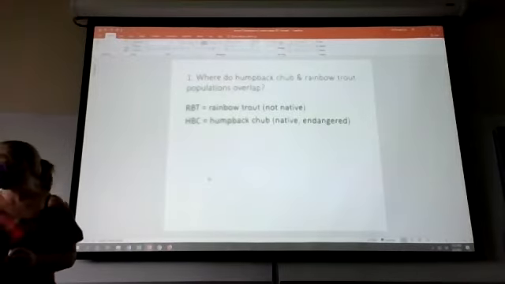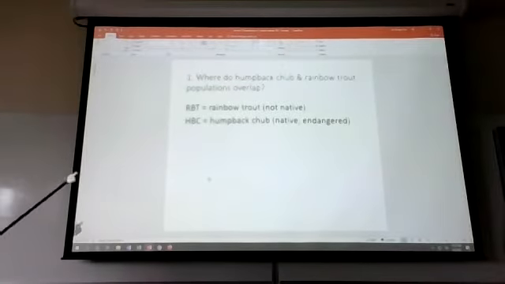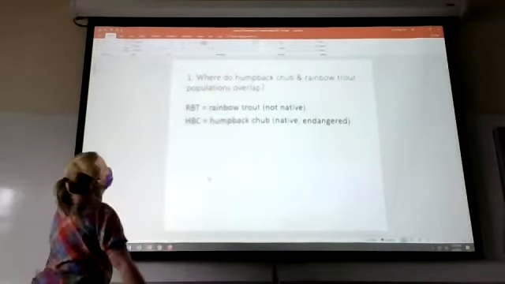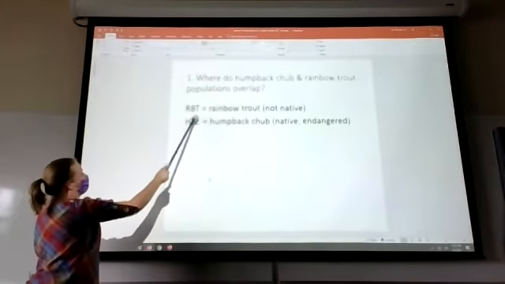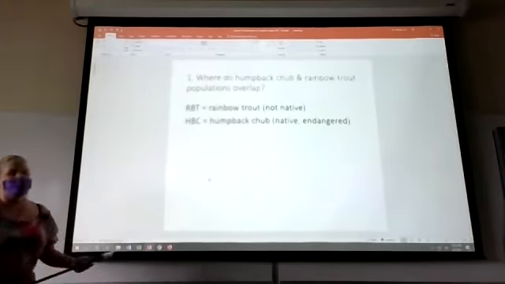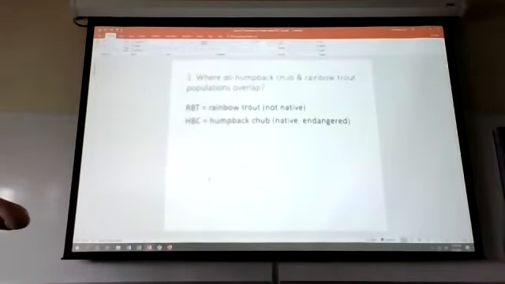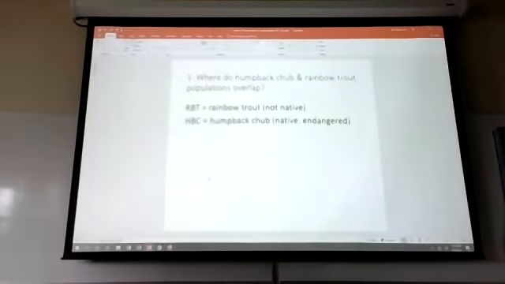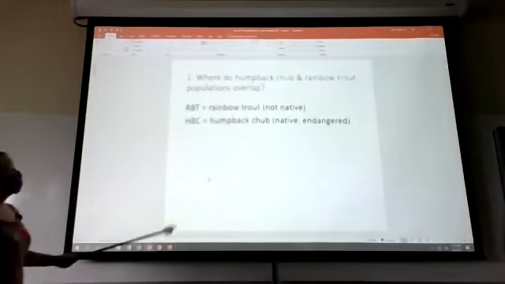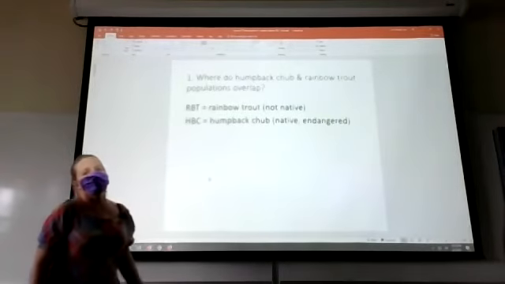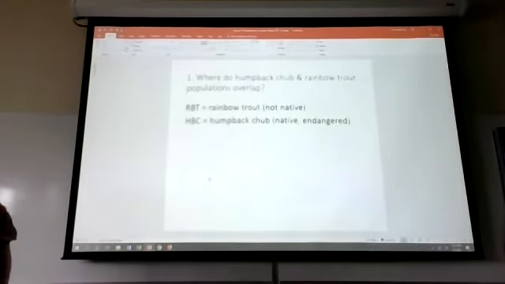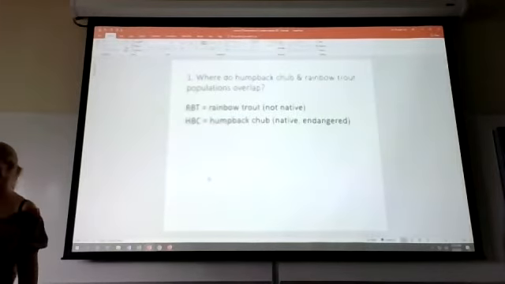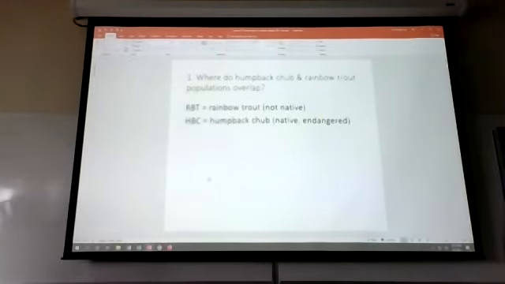All right. So to make this easier, so I don't have to write rainbow trout every time, I just did rainbow trout. Okay, so remember the native guys and the crabs. And in fact, the humpback chub is one of the first species to get that disease.